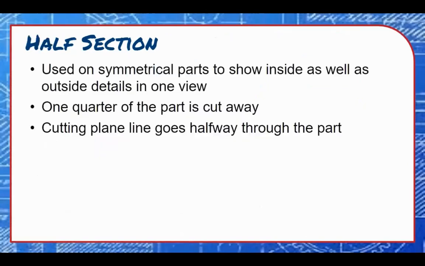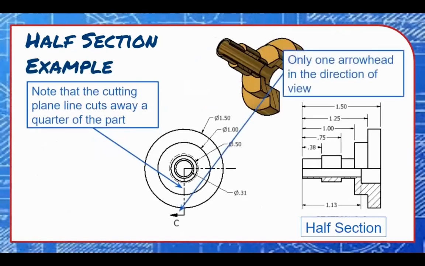A half section is typically used on symmetrical parts where it is beneficial to show internal and external details in a single drawing view. The cutting plane line cuts halfway through the part, cutting away only 1/4 of the object. A single arrowhead is used to indicate the direction of view. The section view appears much like a right-side orthographic view, except that the lower quarter of the object is removed to show the internal details.